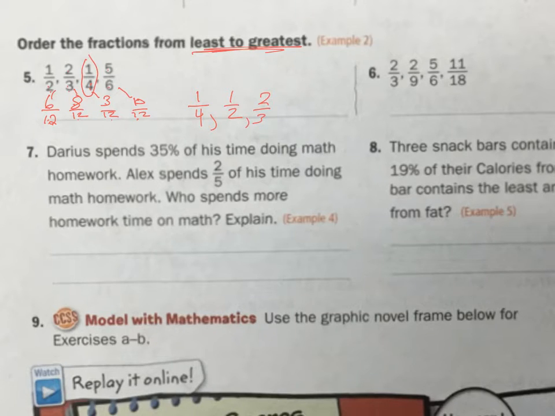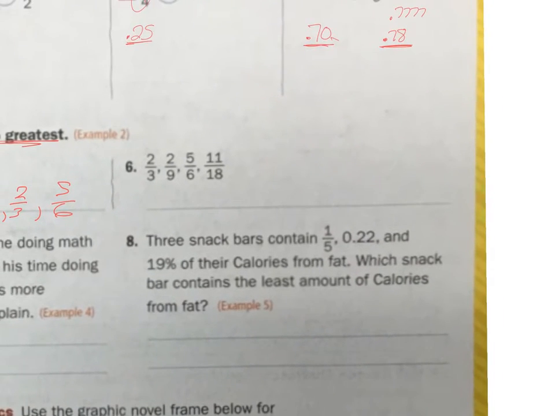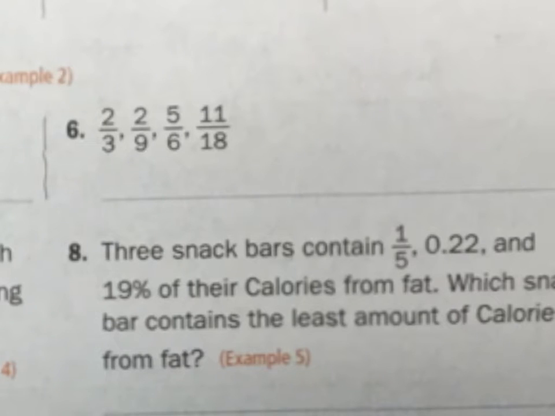2/3. And then I have 10/12, which is 5/6. Okay, that's how you put them in order from least to greatest. This one, just to change it up a little bit, I'm going to do decimals, just to see how that goes.